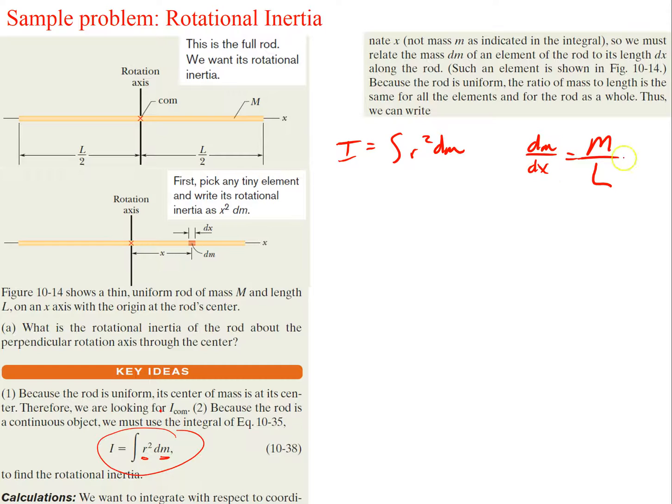So I'm just going to take this ratio and solve it for dm. When I do that, I get m over L times dx. So you can probably see where I'm going with this. Now that I have something that relates dm to dx, I can replace it in this equation. All right, so the moment of inertia is going to be the integral, and I'm going to replace r with x just so we keep our terms the same. It's going to be x squared times m over L, dx.